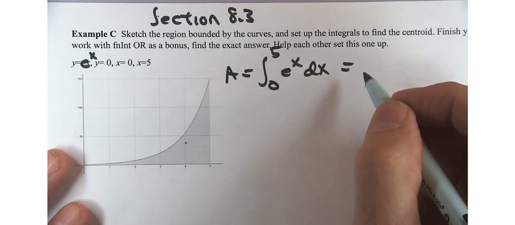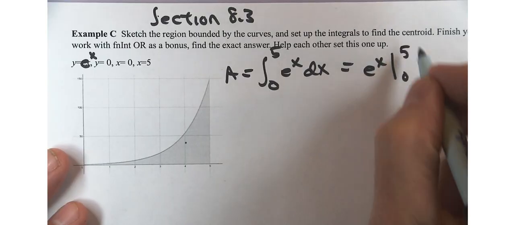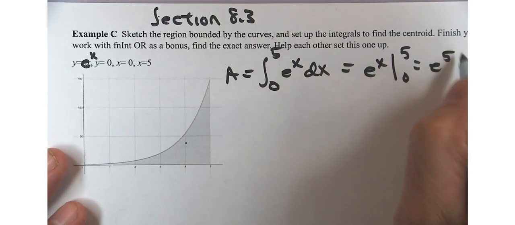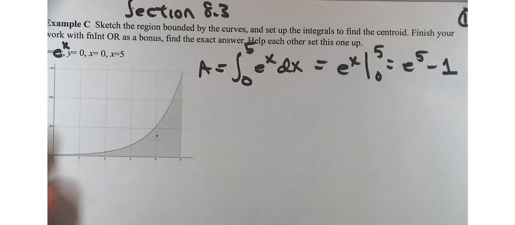Help me out here. What's the antiderivative of e to the x? Isn't that so cool? e to the x between 0 and 5. So it's going to be e to the 5th minus e to the 0. Anything to the 0 power is 1. Yay. So that's our area. Let's find the moment around the x or around the y-axis first.